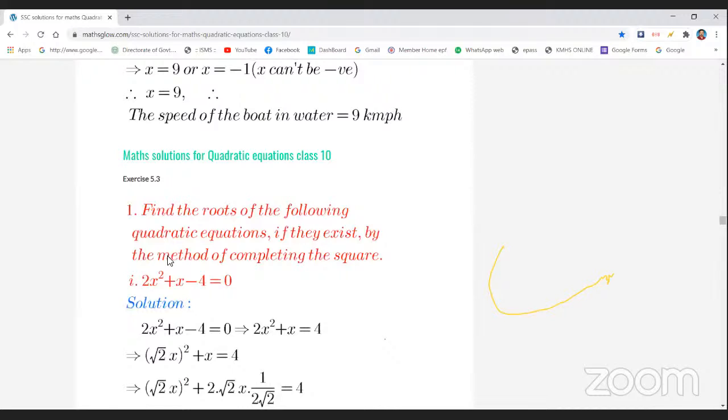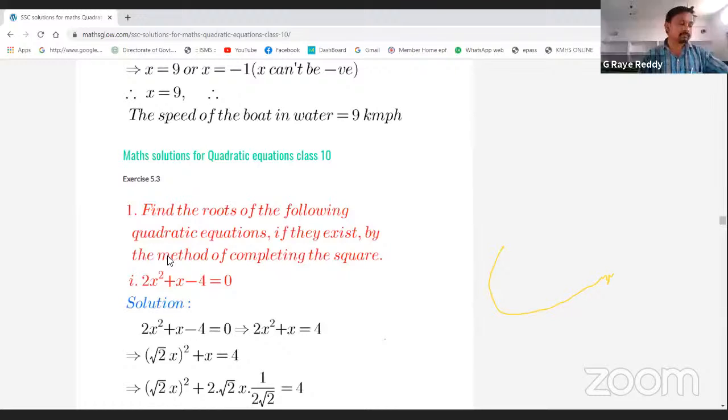So what happens, students? Manusha, you have to put your mobile on mute. If you want to ask anything, ask me. Otherwise put it on mute.